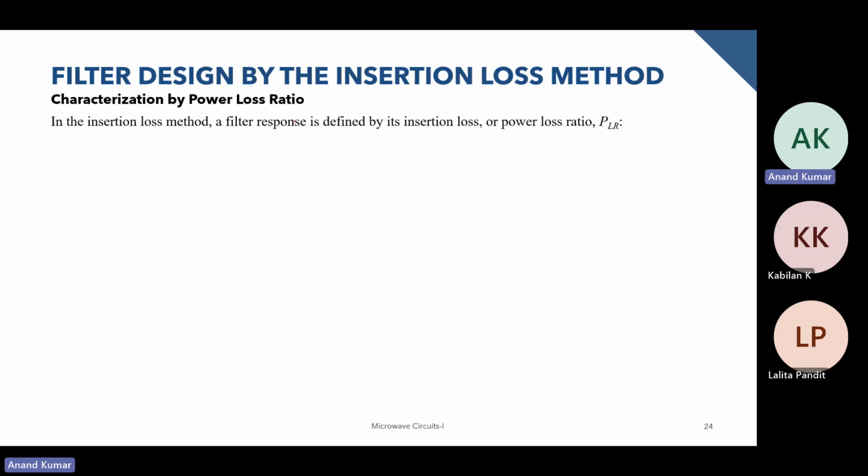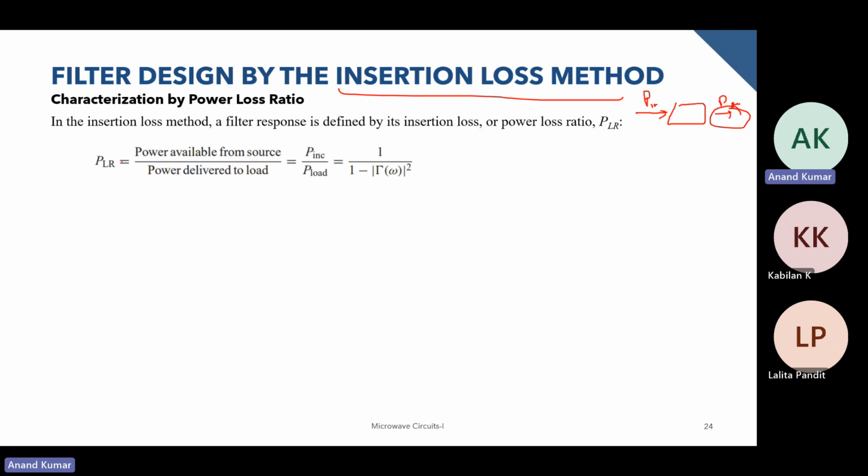So let's first look at what we mean by this insertion loss method. What is this insertion loss, and how are we going about it? The first thing we need to do is characterize the power loss ratio. So we're designing a filter, and for example, this is our filter. We are sending some power in over here, the power input, and we get some power output. Depending upon how much output power we want, and how much we are okay with, we can define a ratio called the power loss.